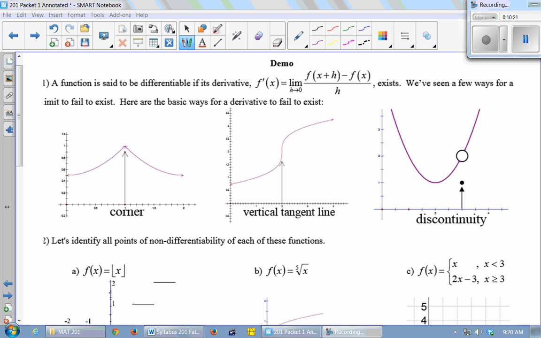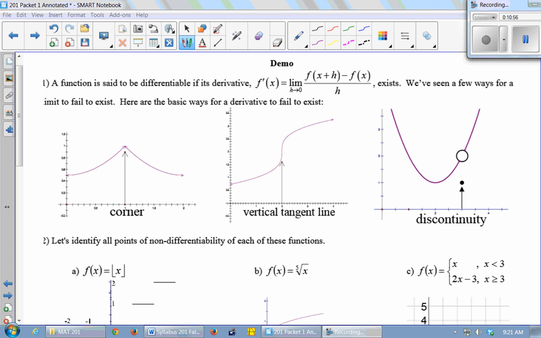You can have a corner. So it's hard to decide how to draw a tangent line at a corner, because if you start drawing tangent lines from the left, it looks like that would be the tangent line. But if you start drawing tangent lines from the right, it looks like that would be the tangent line. And right at the point, how do you draw a tangent line on a corner? It's not well defined, right? So we say it's not differentiable there. So whenever you have a corner, the function is not differentiable.